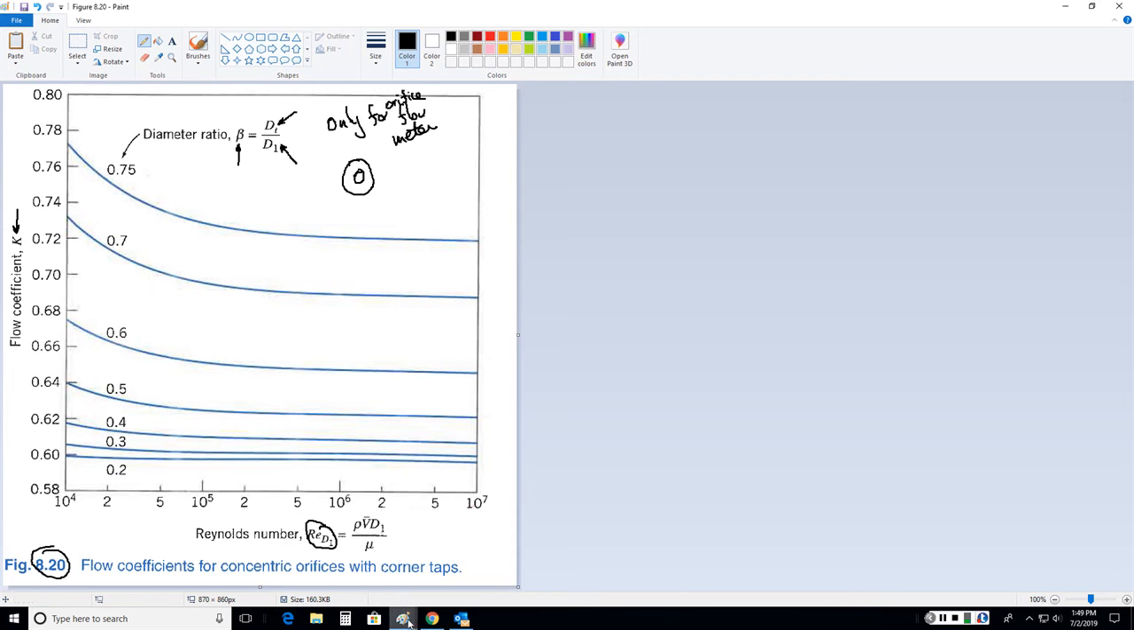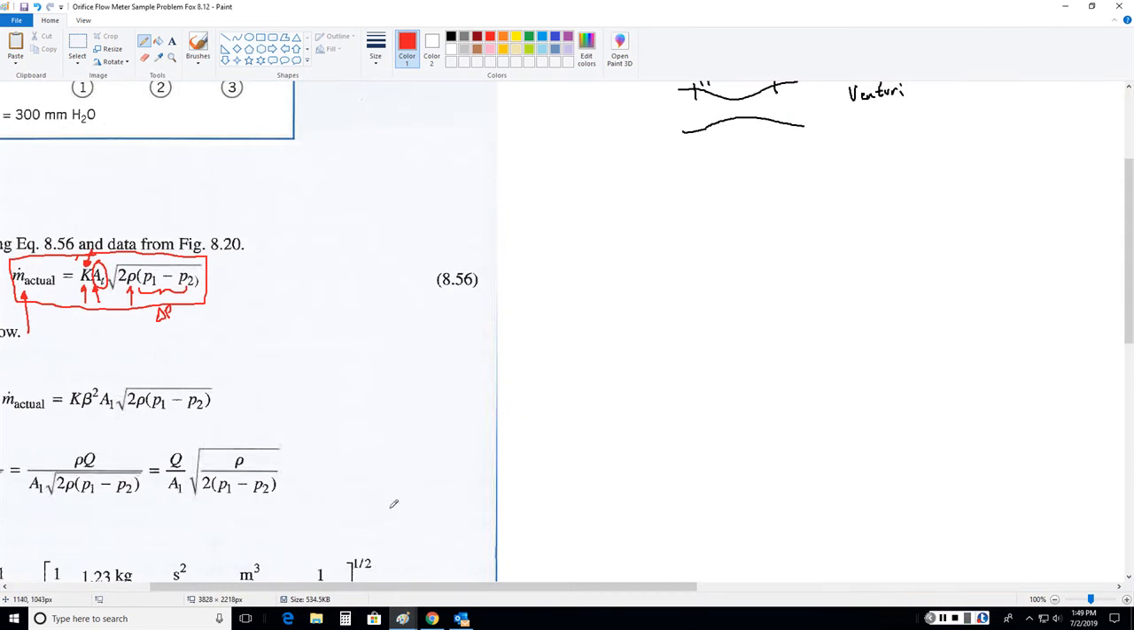So let me go back to this one right here, and let me just manipulate this equation the same way they did. We know A1. Why? Because we know D1. A1 equals pi over 4 D1 squared, in which we already know the diameter of the pipe. I just gave it to you earlier. Now remember that beta equals dt over d1. So we can actually write this the following way.